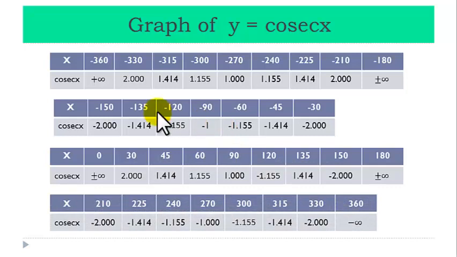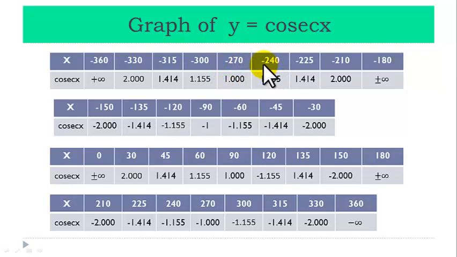So here, for x equals minus 360, cosec x is plus infinity. For x equals minus 330, cosec x is 2.000. For x equals minus 315, cosec x is 1.414. For x equals minus 300, cosec x is 1.155. For x equals minus 270, cosec x is 1.000.